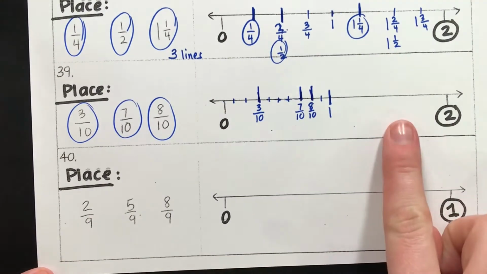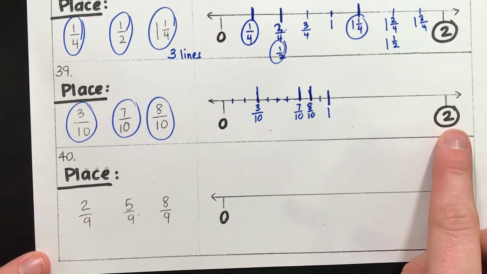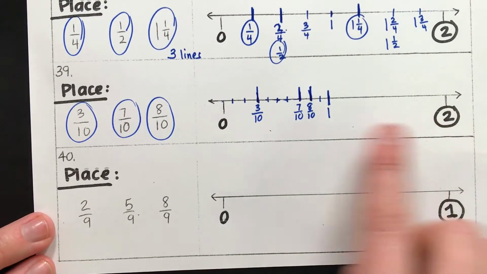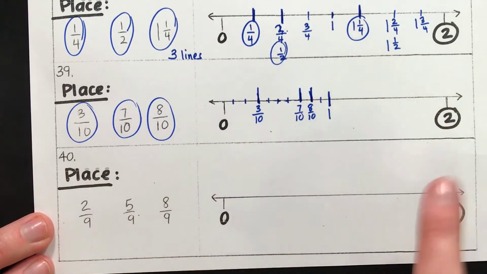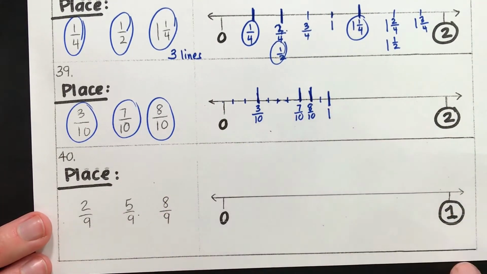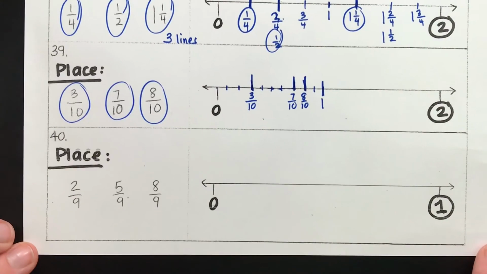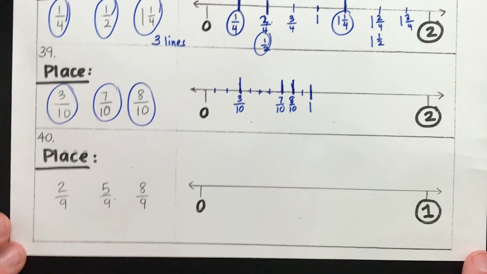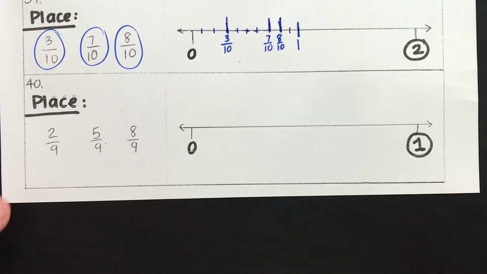All right, if you did that one wrong, you didn't notice that your number line ended in a 2 and you need to go back and fix it, I would erase what you have and then go back and fix that, because you want to be prepared for your quiz to make sure you know exactly how to do that. All right, so last one.